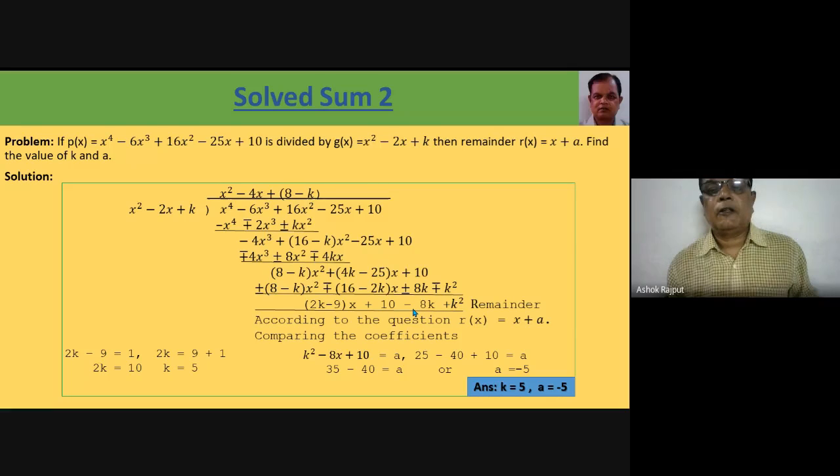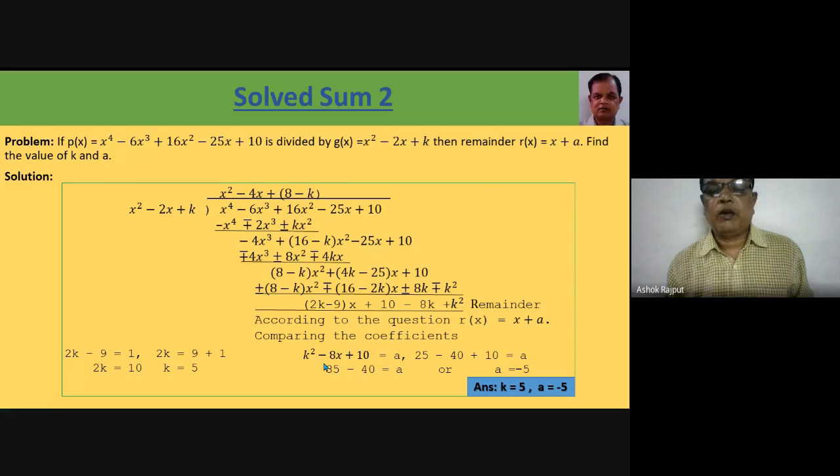Now we are seeing here, next it is cancelled. We can take common x here, then 4k minus 2k, it is 2k. 25 minus, value is greater than 16, then it is minus 9. Here plus 10 minus 8k plus k square is remainder. Now according to the question, remainder is given. We have got here the remainder is this one.